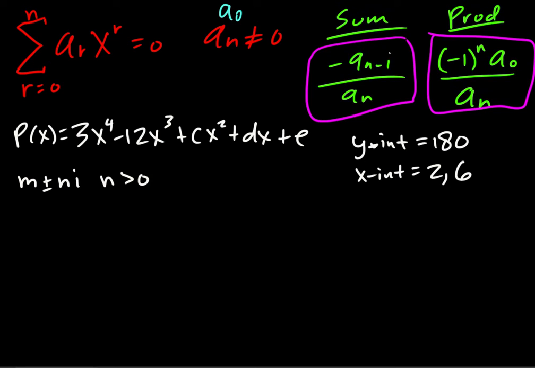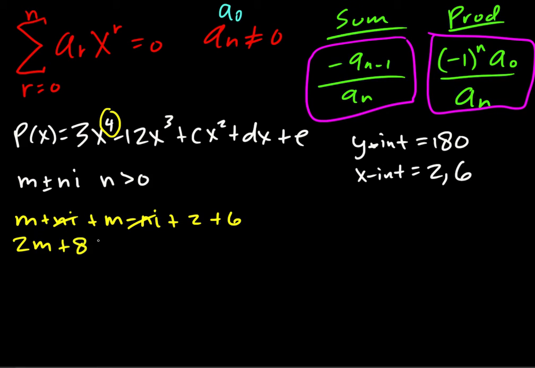Okay, so we know that we have 4 roots because the fundamental theorem of algebra says we have 4 roots. So we're going to have m plus ni plus m minus ni plus 2 plus 6 because of the x-intercepts. So if we do m plus m, we get 2m, ni and negative ni are going to cancel, and then plus 8. So that's one way to find the sum.